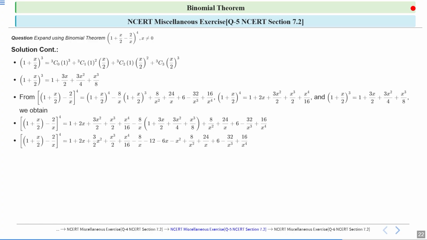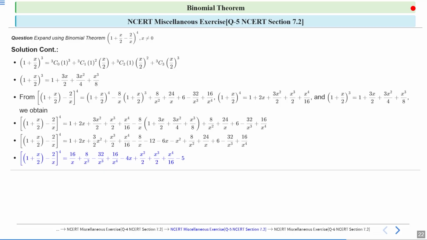Okay, and let's simplify the expression further. Then we combine like terms and simplify the coefficients to get 1 plus 2x plus 3 upon 2 x square plus x cube by 2 plus x to the 4 upon 16 minus 8 by x minus 12 minus 2x minus 6x minus x square plus 8 by x square plus 24 upon x plus 6 minus 32 upon x cube plus 16 upon x to the 4.